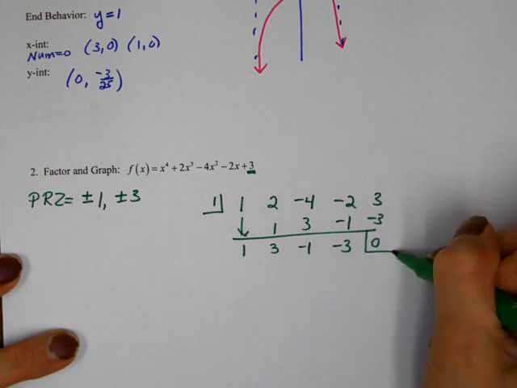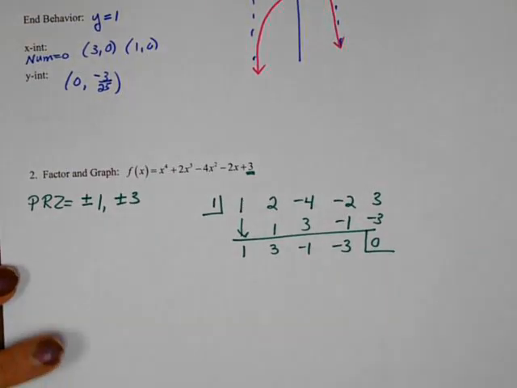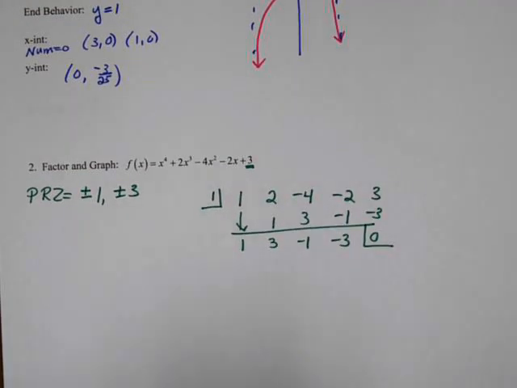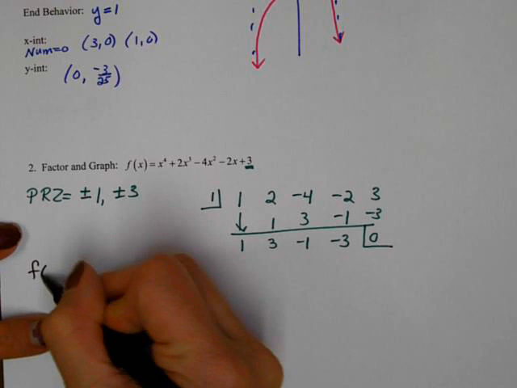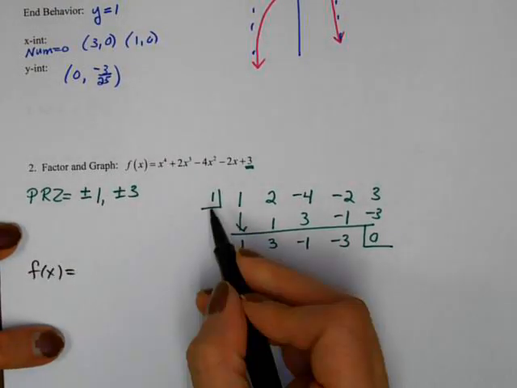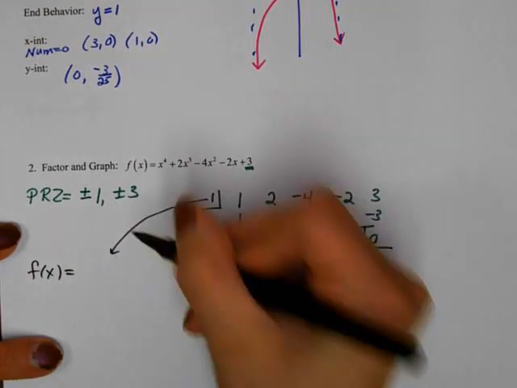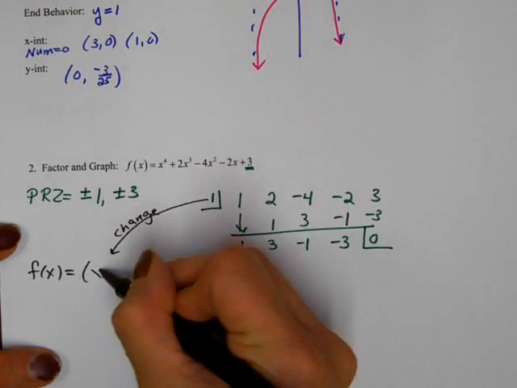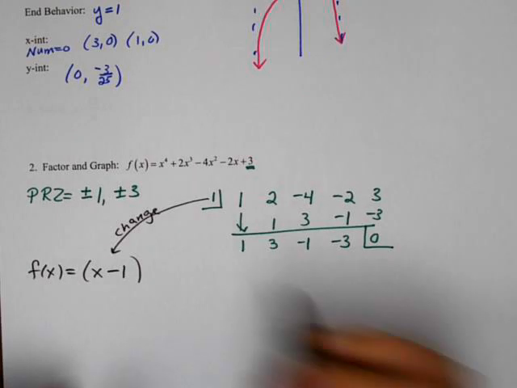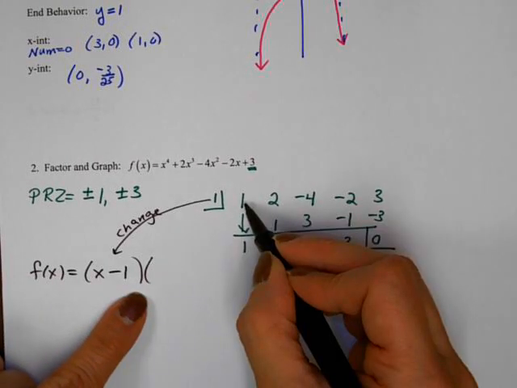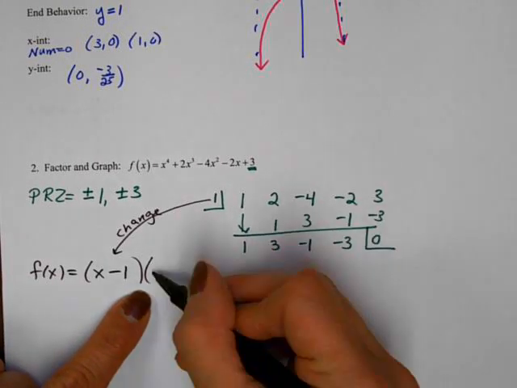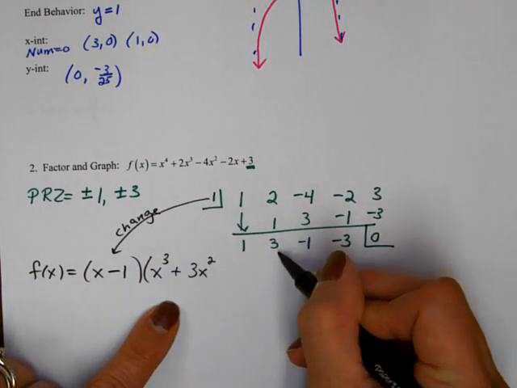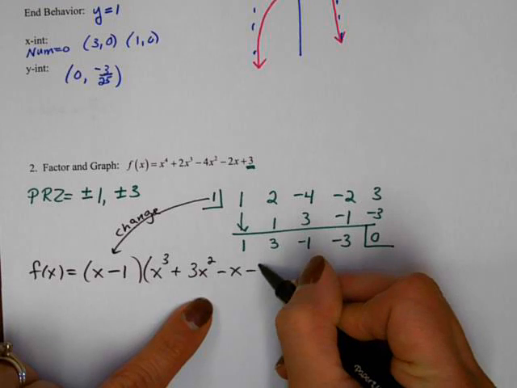Oh, and it's working. As soon as you get something that works, you're going to go ahead and write this in factored form. So we're going to write f of x equals. You're going to take this factor right here, remember, and you always have to change the 0 into the opposite. And this started off as x to the fourth, so my answer is x to the third plus 3x squared minus x minus 3.